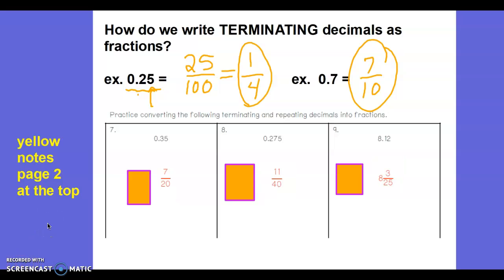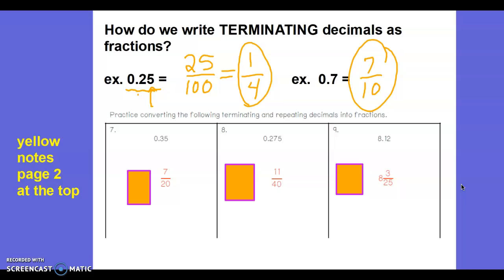Okay, so go ahead and check your answers and see how you did. If you notice, all these have been put in simplest form. So for instance, number 7 is if you said 35 over 100, you are correct, but you need to simplify that to 7 over 20. Number 8 would have been 275 over 1,000. And again, that simplifies to 11 over 40. And number 9, 8 and 12 hundredths simplifies to 8 and 3 over 25.